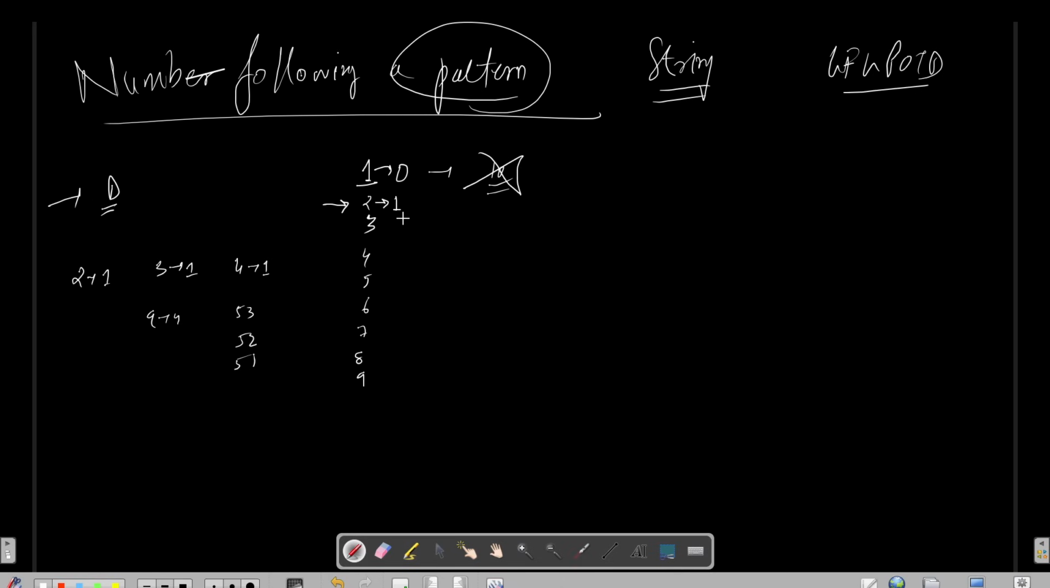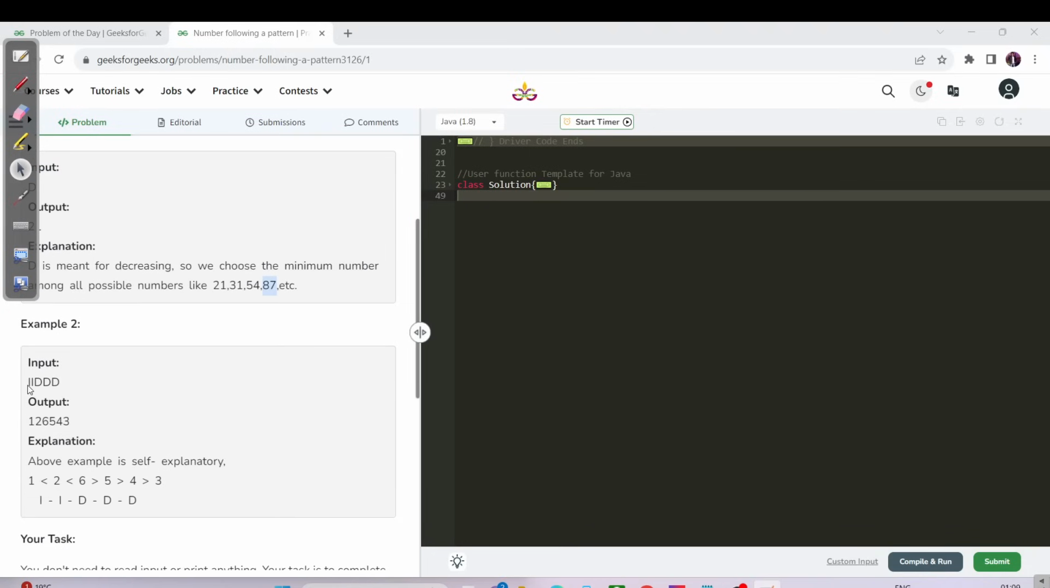Definitely 1. And this would be, that is 21 would be your minimum number, the least number which will be following this decreasing order. So that is why 21 is your answer. Similar is the case for the larger cases as well. So double I and triple D. You can see it is increasing, so 1, 2 and then 3 times decreasing. So 6 to 5, then 5 to 4 and then 4 to 3.